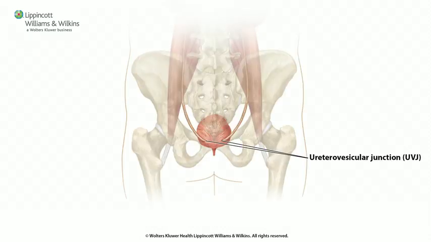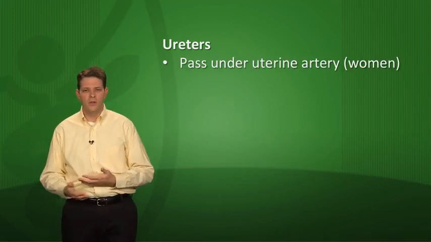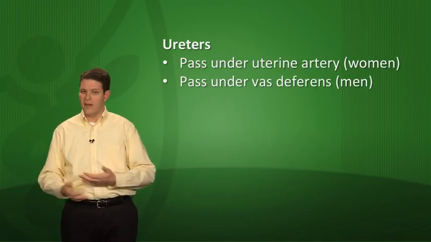The ureters run retroperitoneally down toward the bladder, and they join the bladder at the ureterovesicular junction, or the UVJ. And it may be worth knowing that the UVJ is a common site for renal stones to get stuck. Then one other important point about the ureters is that they pass under the uterine artery in women, or under the vas deferens in men.